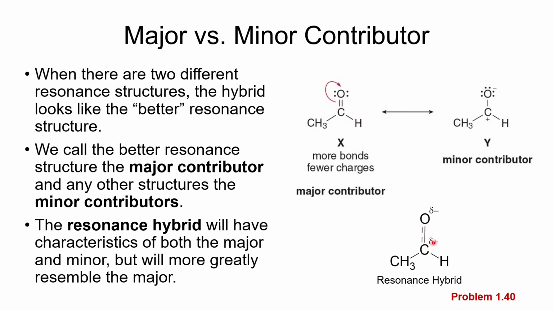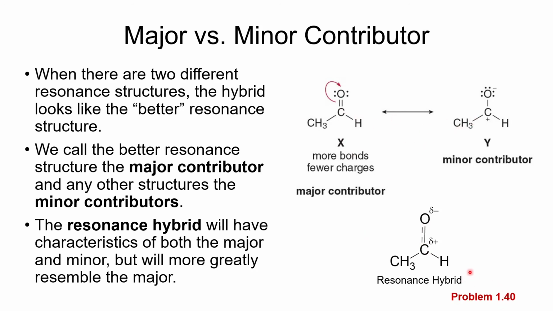So while there is a partial positive charge on carbon and a partial negative charge on oxygen, there's quite a bit of double bond character here. I couldn't give you a percentage. I could guess maybe 90-10. It's definitely not a 50-50.